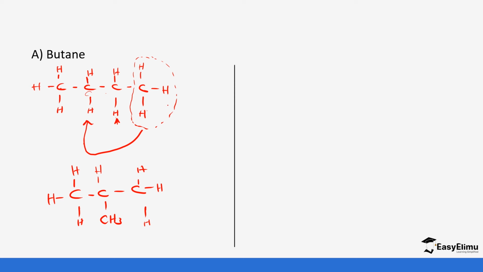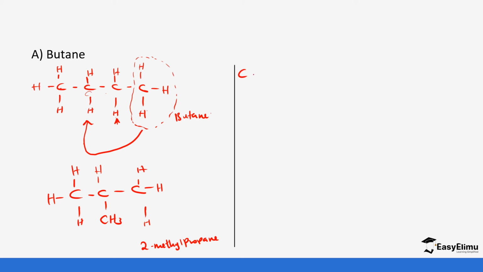So remember the first compound is butane. After we move the alkyl group, this becomes 2-methylpropane. I know the names may sound different, but remember this is an isomer of butane. The reason why we said isomers have the same molecular formula but different structural formula.